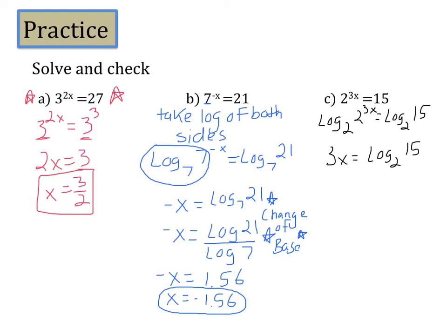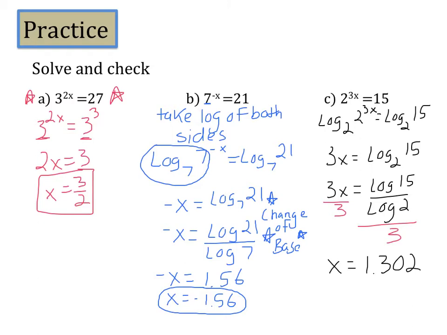Then I have 3x equals log of 15 over log of 2. I divide both sides by 3, and I'm left with x equals 1.302.